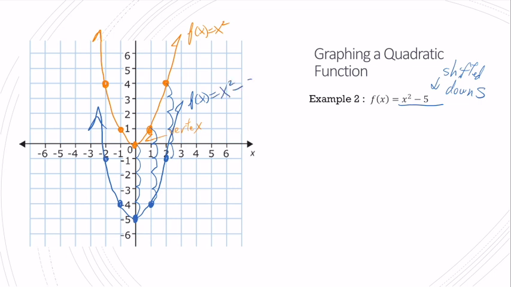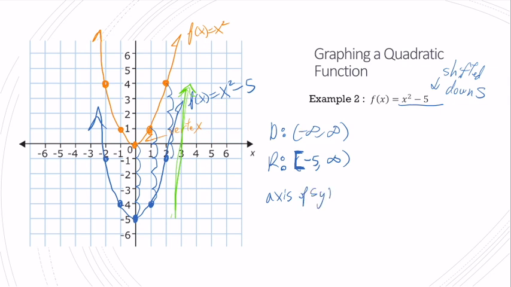My domain, all real numbers. My range, well, now my range starts when y is negative 5 and goes all the way to infinity. So I'm going to have negative 5, and negative 5 is included, so it gets a bracket, all the way to infinity. My axis of symmetry, sometimes we just call this our axis, is when x equals 0, and my vertex is now when x is 0, y is negative 5, right? So that's how we're going to deal with graphing functions, shifting them up and down.